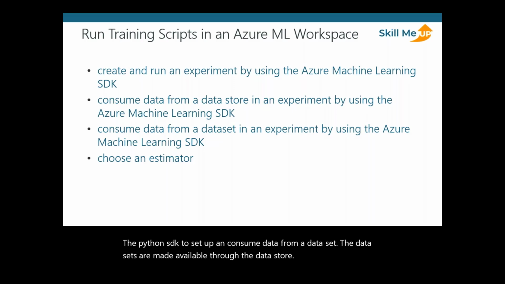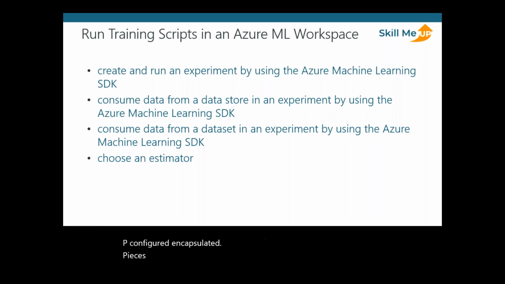We can also choose an estimator. An estimator is a way in which we can choose pre-configured encapsulated pieces of code that will help us to build neater, tidier, and more efficient code in Python using the Azure Machine Learning workspace.